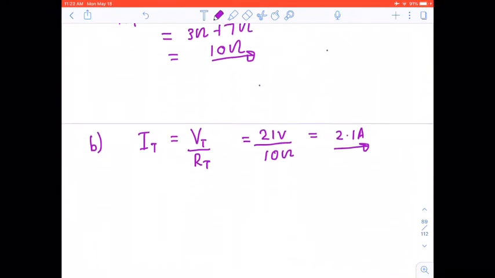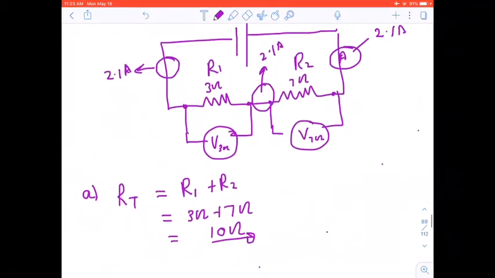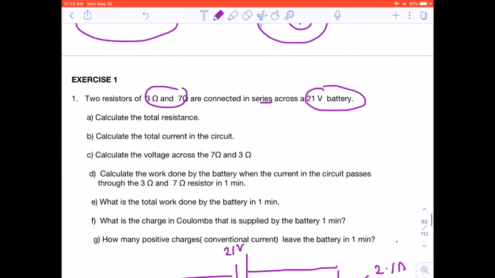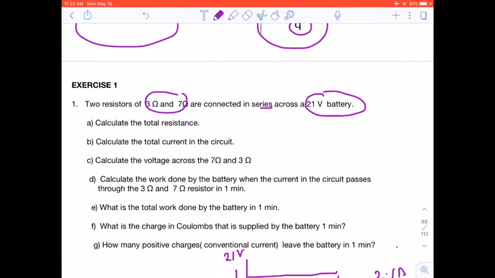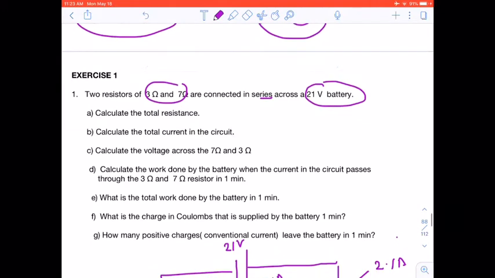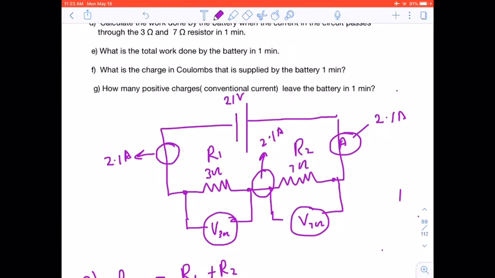Okay, then if we look at the next one, C. Let's see what C asks for. It says calculate the voltage across the 7 and 3 ohm resistor. So we want the voltage across the 7.